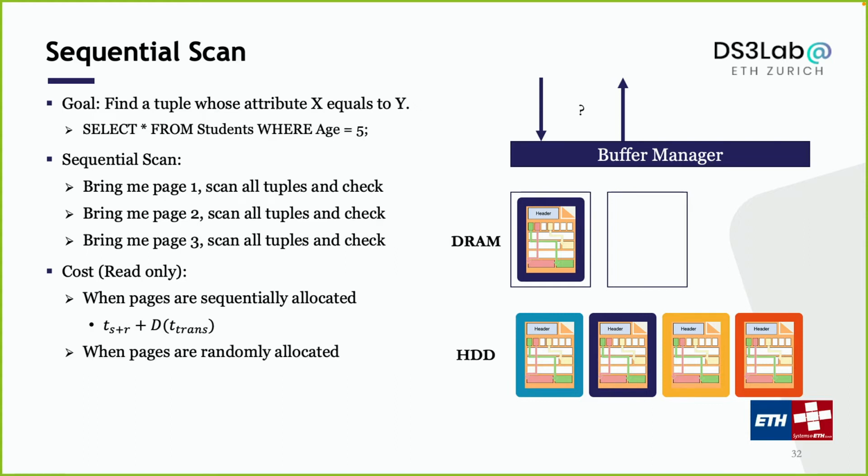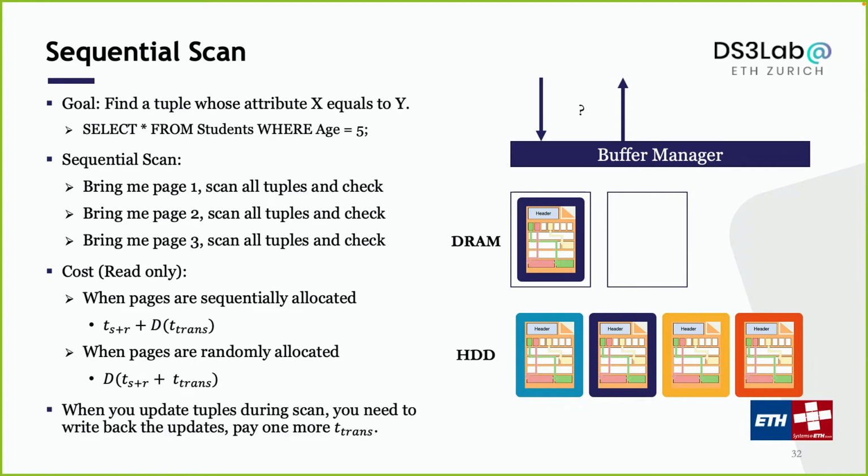Assuming the pages are randomly allocated on the hard drive, which could happen, the cost you are going to pay is D units of seek and rotate, because for every single page you need to move the arm and rotate the disk to find the right place, and then read it. So we have D units of seek and rotate, and then D units of transfer. And when you update your tuples during the scan, which is also something you can do in this access pattern, you need to write back the updates, and then you pay one more transfer per page.